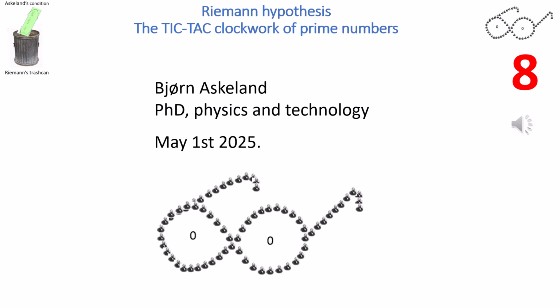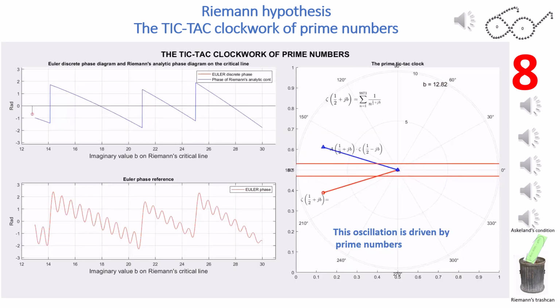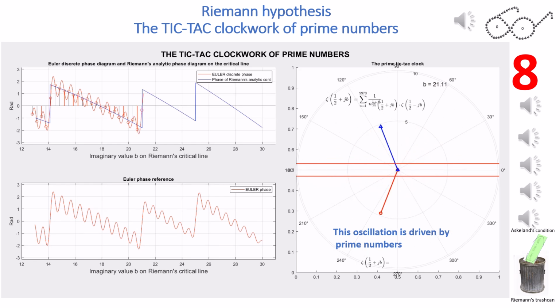This is my 8th video about Riemann's hypothesis. What you see is the Tic Tac Clockwork of prime numbers. This image explains a lot of connections in Riemann hypothesis theory. It explains that Riemann's functional equation is a conditional equation which only can have zeros on the critical line. It explains that Riemann's hypothesis is true. It explains that analytic theory cannot be used to solve Riemann's hypothesis.